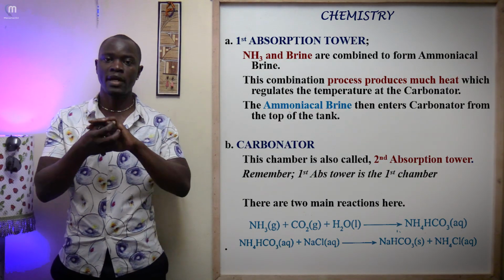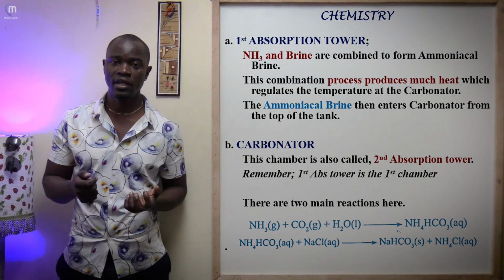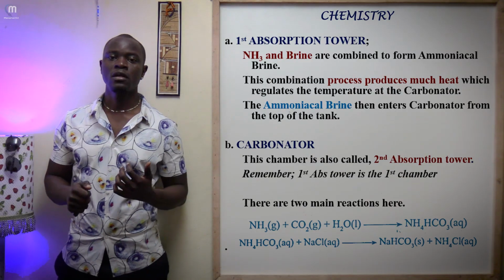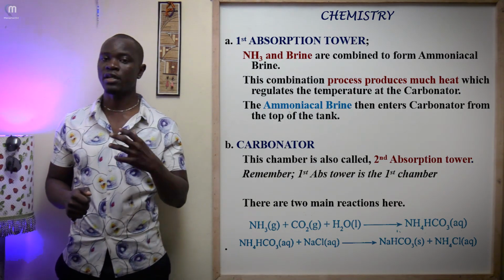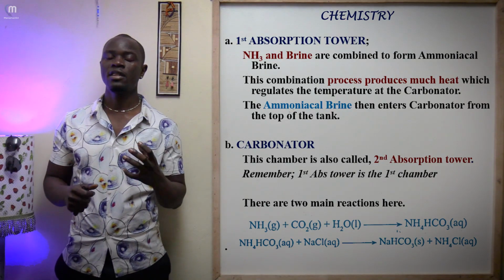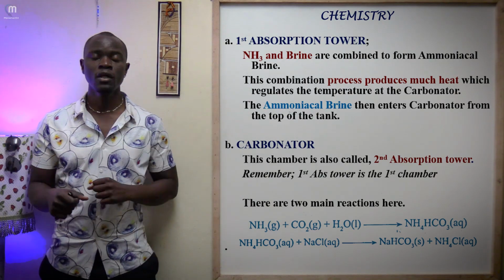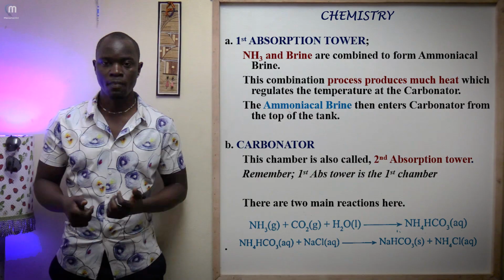So they just combine, but not reacted. So the ammonia combines with the brine in order to form the ammonical brine. For this ammonical brine, again, remember, it is not ammonia that has reacted with sodium chloride. They have just combined and not reacted. So this product that they form is called the ammonical brine.